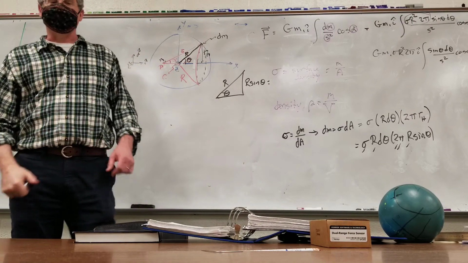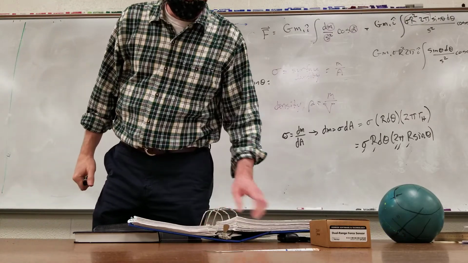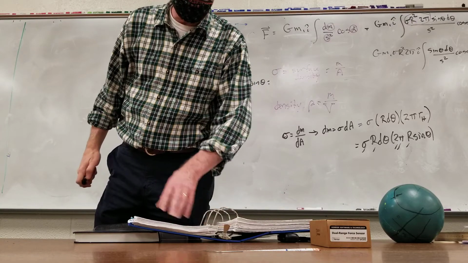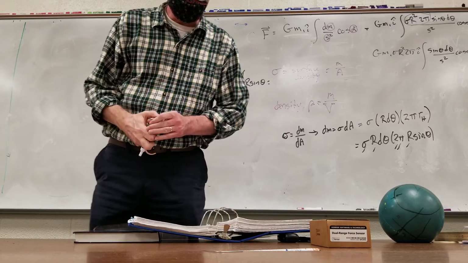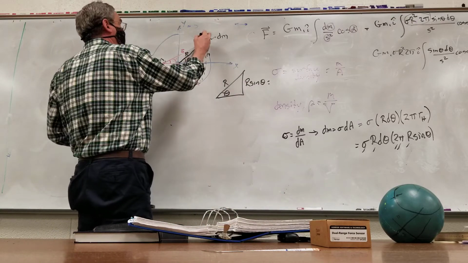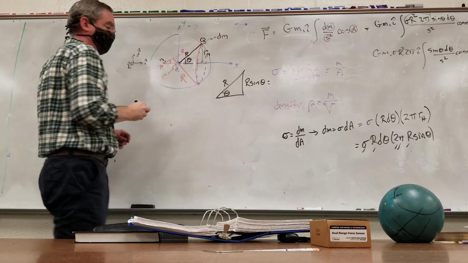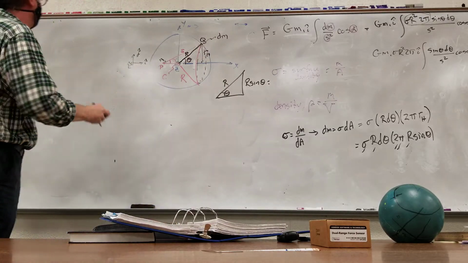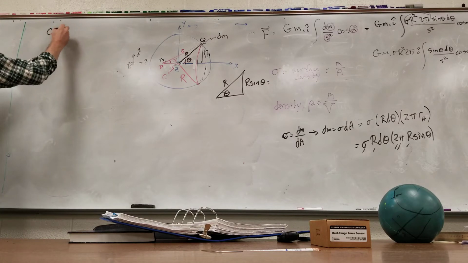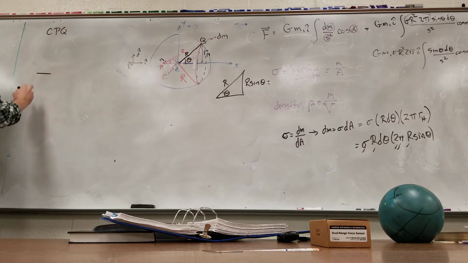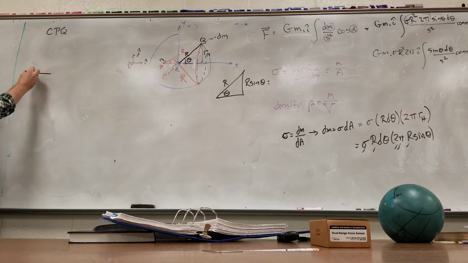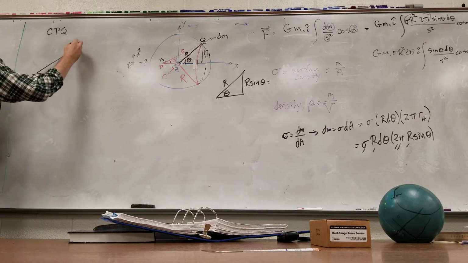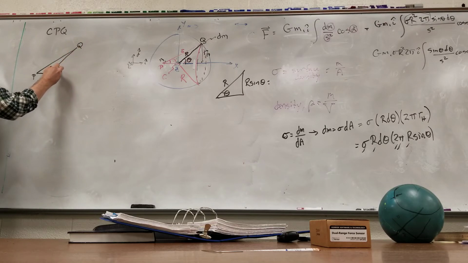So let's get rid of some of them. If I label this point as point Q, I want to look at the triangle CPQ. So I've got this little stretch right here. This is point P. This is point C. This is point Q. I know this angle here is theta.